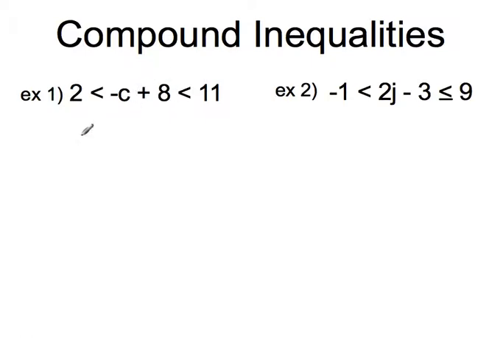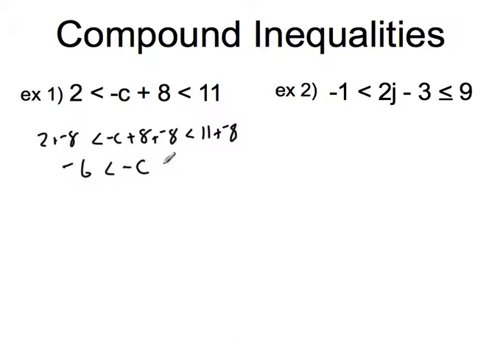We're going to add a negative 8 to everything. So we have 2 plus negative 8 is less than negative c plus 8 plus negative 8 is less than 11 plus negative 8. Notice that in this case, because it's a compound inequality, we don't just add the negative 8 to the middle to cancel out that positive 8. We also have to add it to both boundaries. So this becomes negative 6 is less than negative c is less than 3.